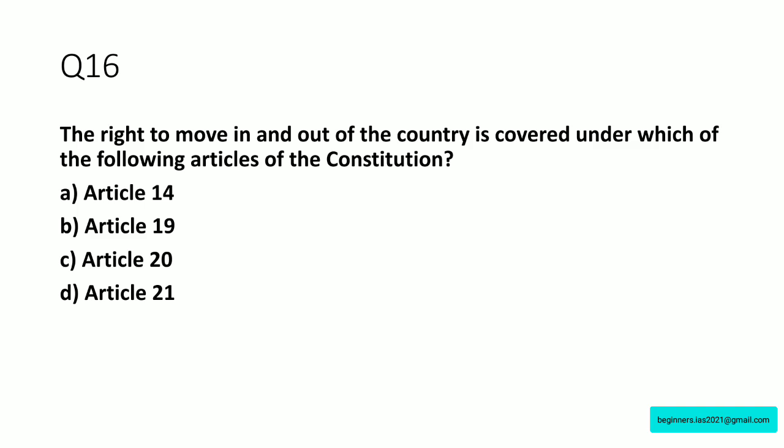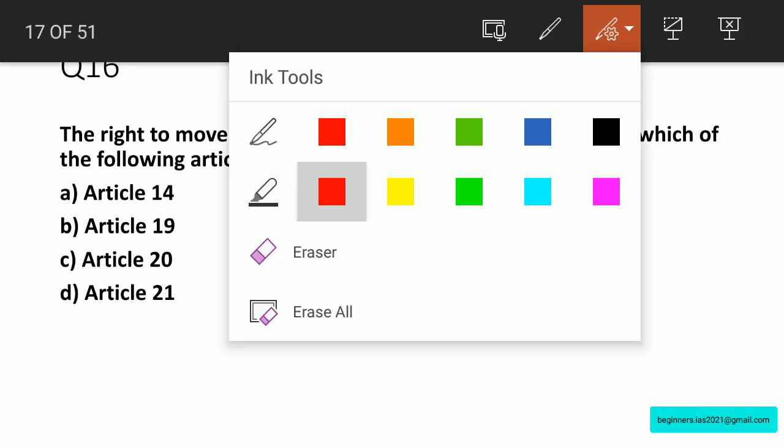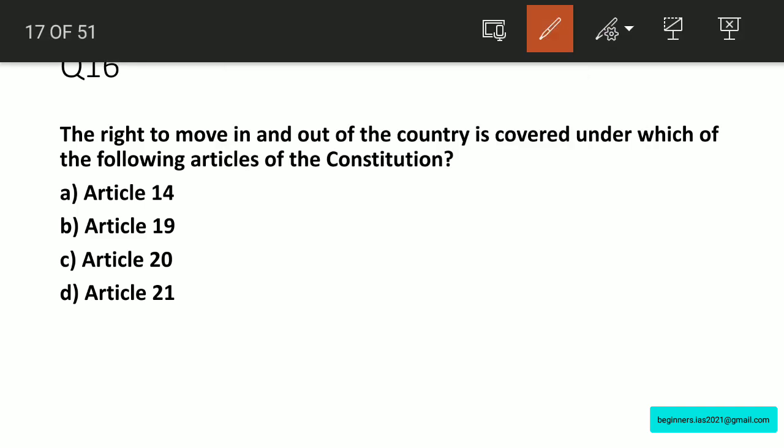Let us move on with question number 16. The right to move in and out of the country. Kindly note the words out of the country are covered under which of the following articles of the Constitution? See, out of the country automatically comes under D, 21, that is Article 21.